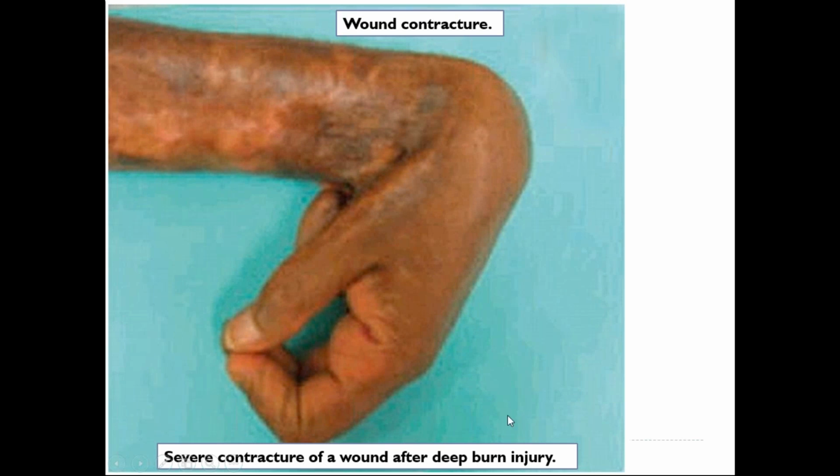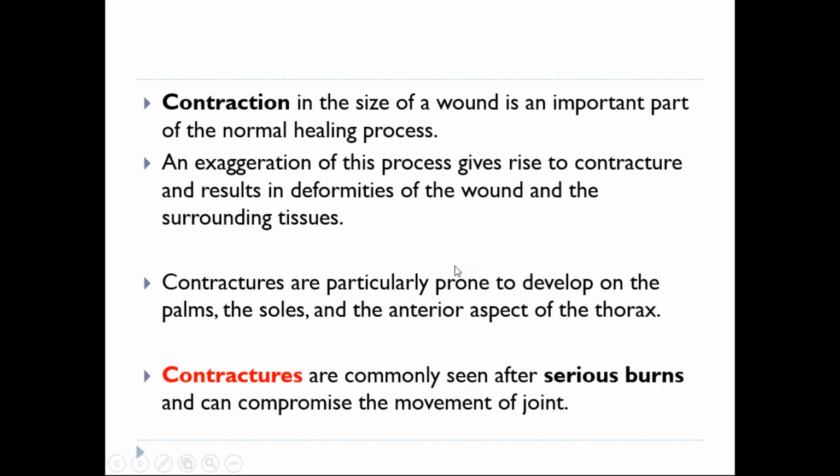So let us see a picture. You can see here, this is a case of burns. There is a flexion deformity here. Because of the wound contracture, the extension movement of the joint is impaired and it results in flexion contracture. So these are the various complications of wound healing.